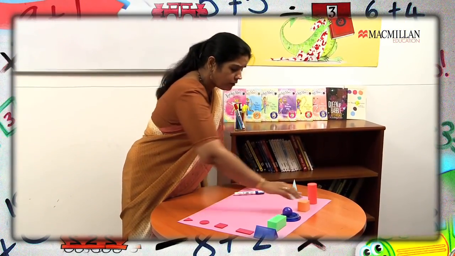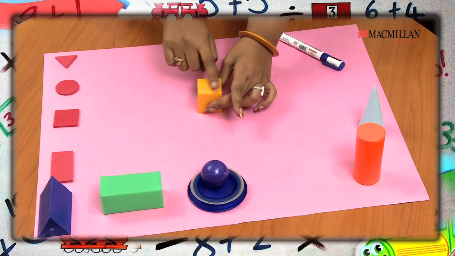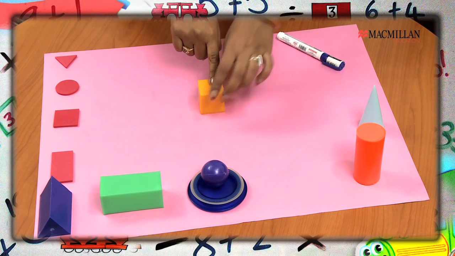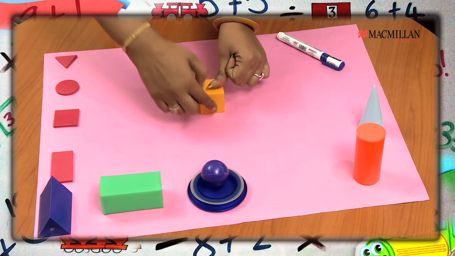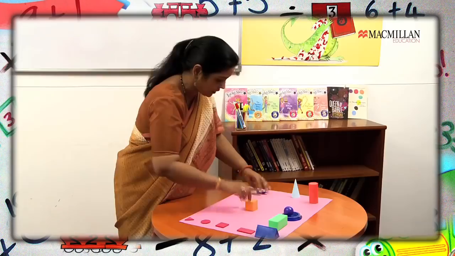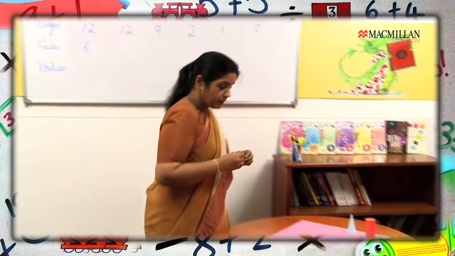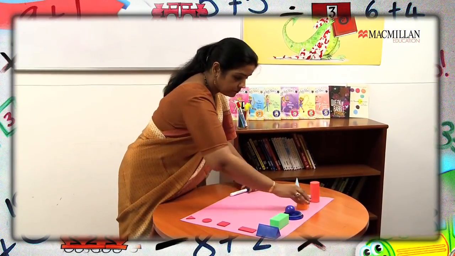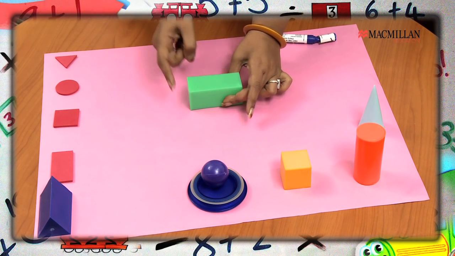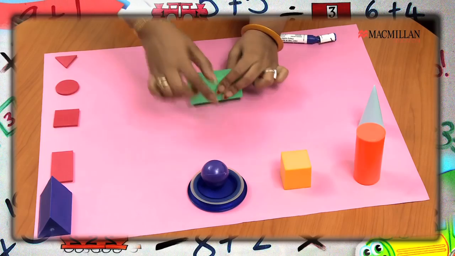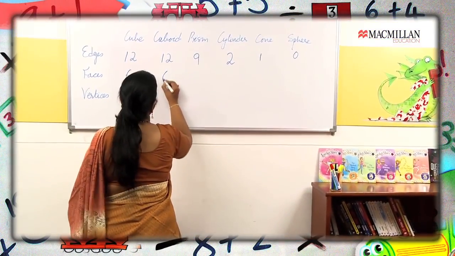Next we will talk about faces. Let's start with our cube again. This is a face. So let us start counting. Now you are good at it. 1, 2, 3, 4, 5 and of course 1 here, 6. So a cube has 6 faces. Let's check out cuboid now. 1, 2, 3, 4, 5 and of course 1 here, 6. So cuboid also has 6 faces.